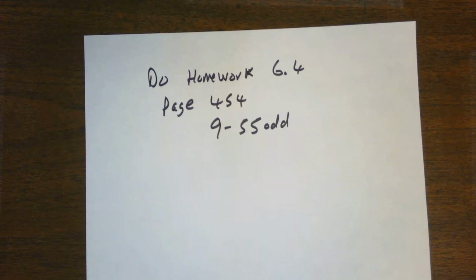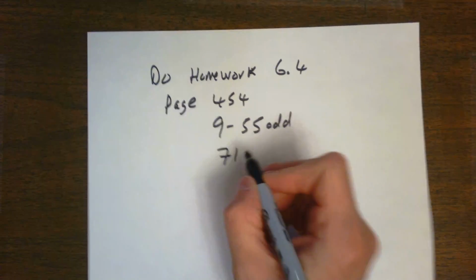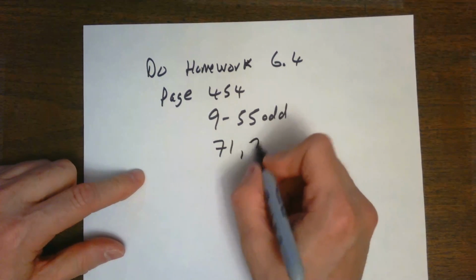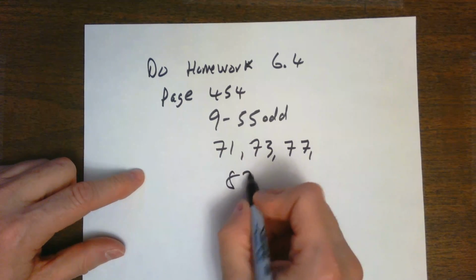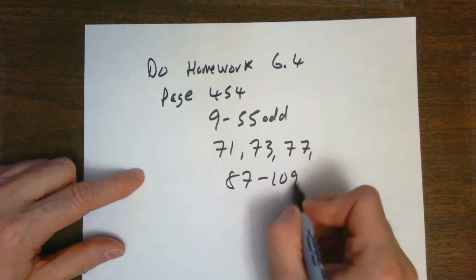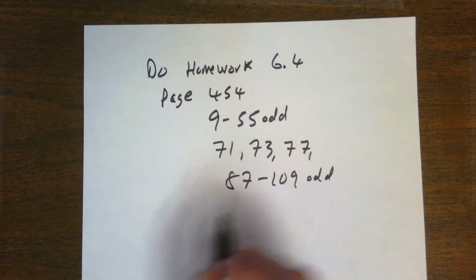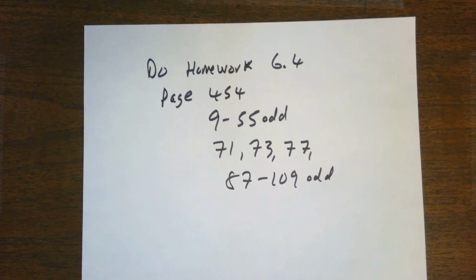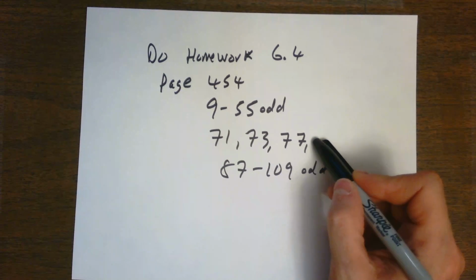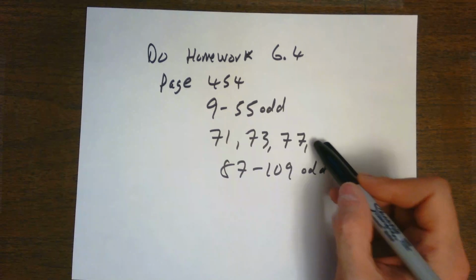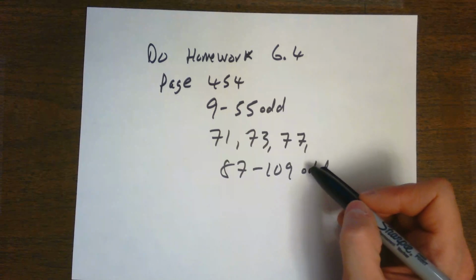So that's 9 through 55. A lot of ones very similar to what we just did. And then I want you to do problems 71, 73, 77, 87 through 109 odd. 71, 73, and 77 are finding the inverses of logarithms. So the key with finding the inverses is to rewrite into an exponential equation, and then solve it for y.